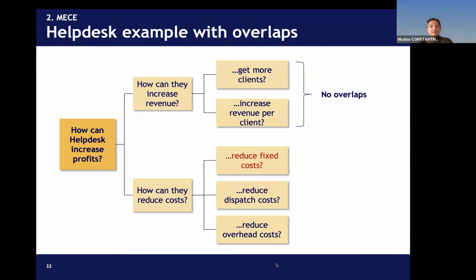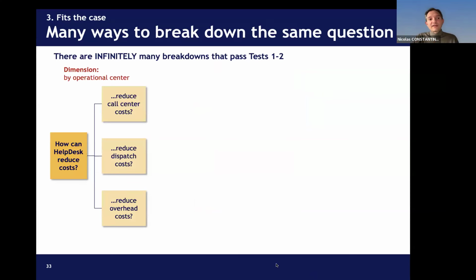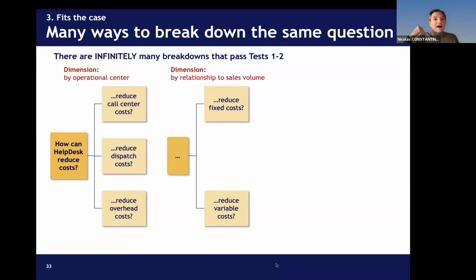Okay, last point on why we want things to fit the case: we want them to make sense in the real world. And I will say this, coming up with a structure that is solution focused and clean, there are infinitely many structures that do that, infinitely many. And some of them are great, like this one, right? We can break down costs by operational center or by building in the operations. We can do it by relationship to sales volume.